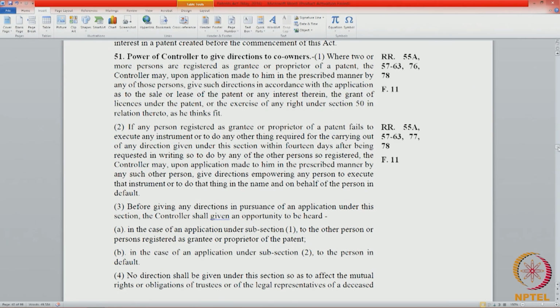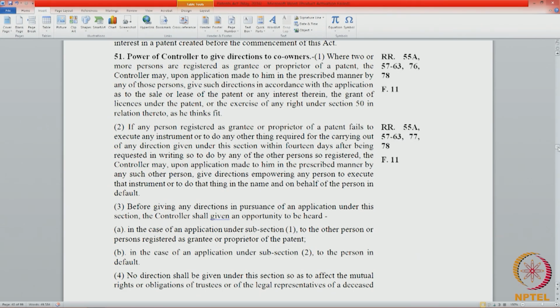Before giving any directions in pursuance of an application under this section, the controller shall give an opportunity to be heard: in the case of an application under subsection 1, to the other person or persons registered as grantee or proprietor of a patent; in the case of an application under subsection 2, to the person in default. Now, before issuing a direction, after Form 11 is filed, the controller shall hear the other parties.